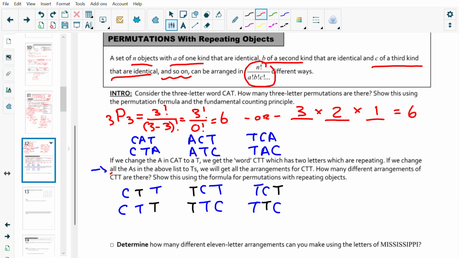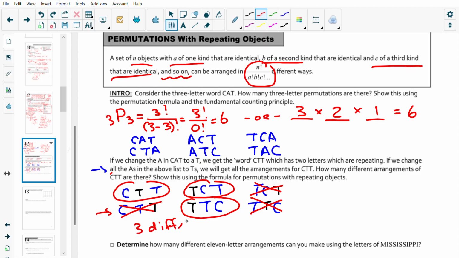How many different arrangements of CTT are there? Well, here's one. This one is the same, so I'm not going to count it. That's a repeat. Here's another one, TCT, but this one's a repeat. Not going to count it. Another one, TTC, another repeat. So now I have 3 different ways using this new formula for permutations with repeats.